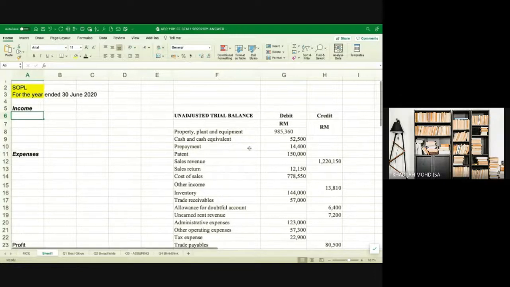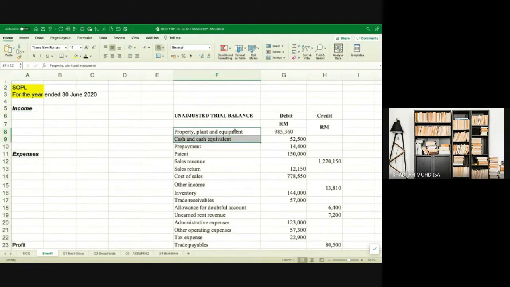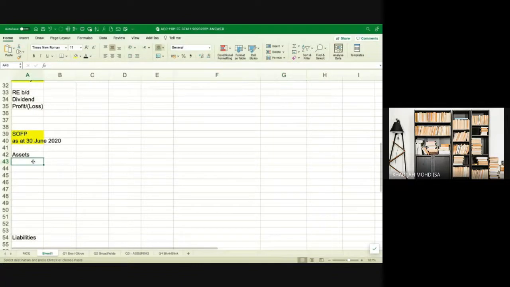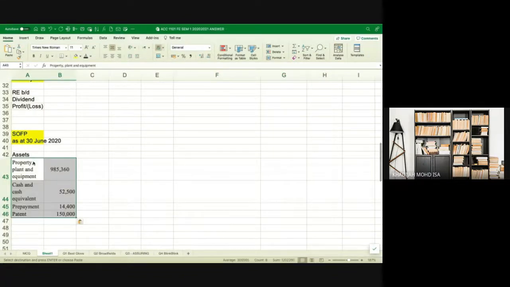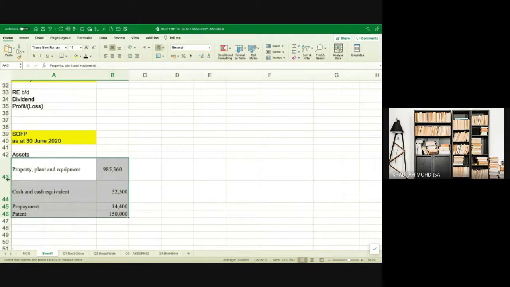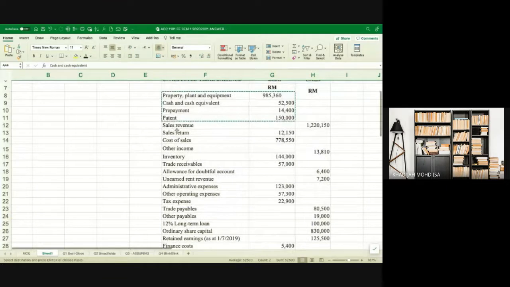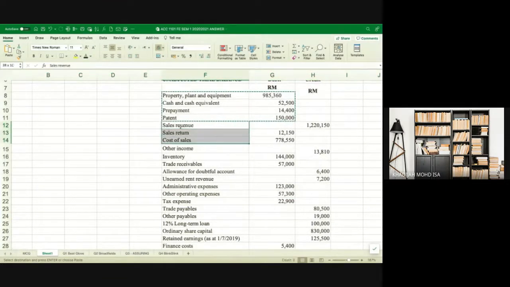Because you have not done all the adjustments yet, so you just put in all the information first. So for example, here I have PPE, prepayment, and patent. I know these are my assets. I will plug in this information into my assets here, right? I will just plug in the information, right? And then I have my sales revenue and sales return, cost of sales.